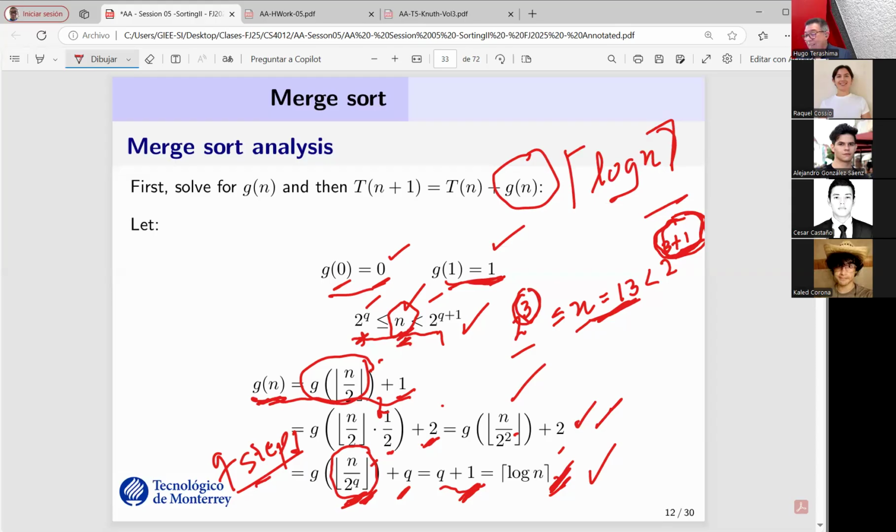Professor, on the last step, how did you go from the left side to the right side before log n? That's the only part that I'm not clear on. Okay, so I'm going to repeat this.